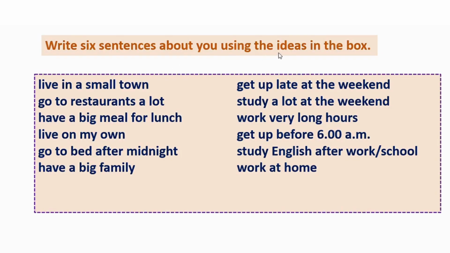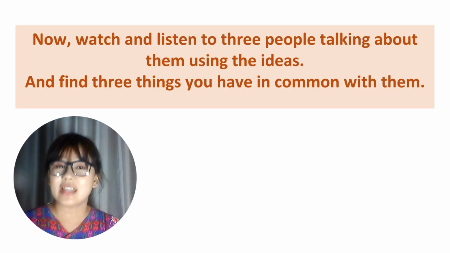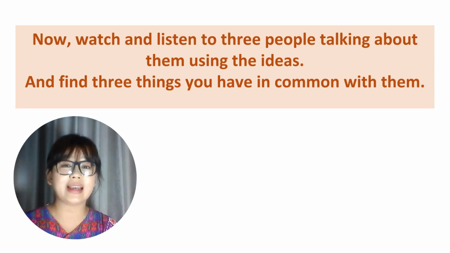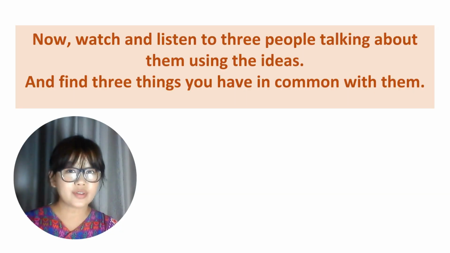This is the last exercise. You have to write about 6 sentences about you, and you can use the ideas in the box below. There are 12 ideas given, and please choose 6 of them. Now, please watch and listen to 3 people talking about them using the ideas, and find 3 things you have in common with them.